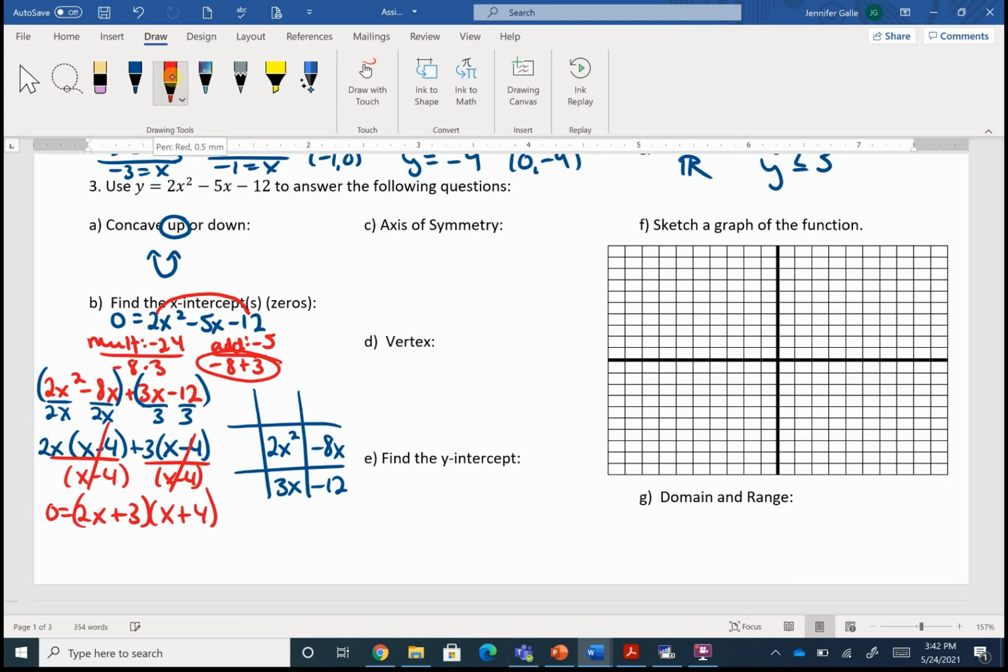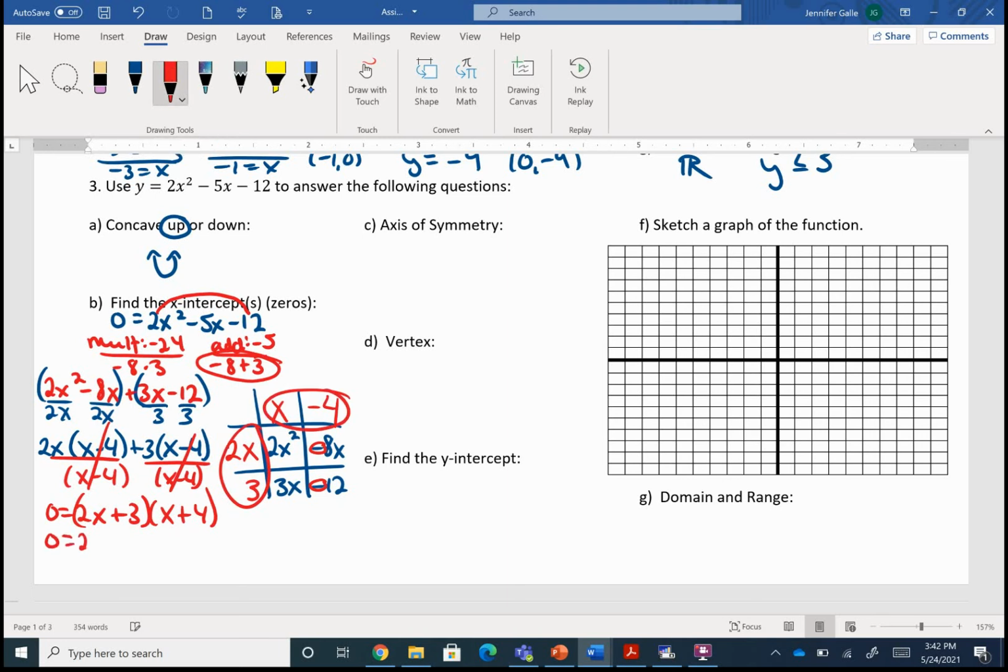For the boxes, I'm going to start the first row. 2 and -8 can both be divided by 2 and an x. 3 and -12 can both be divided by 3. 2x squared and 3x, just an x. We have a double negative in that last column, so we're going to have a -4. There's our 2x plus 3 and our x minus 4.